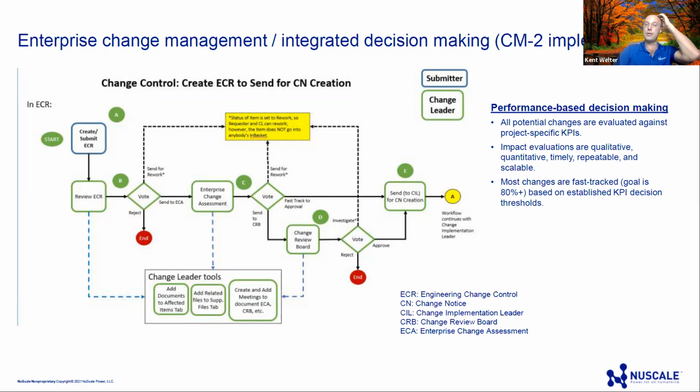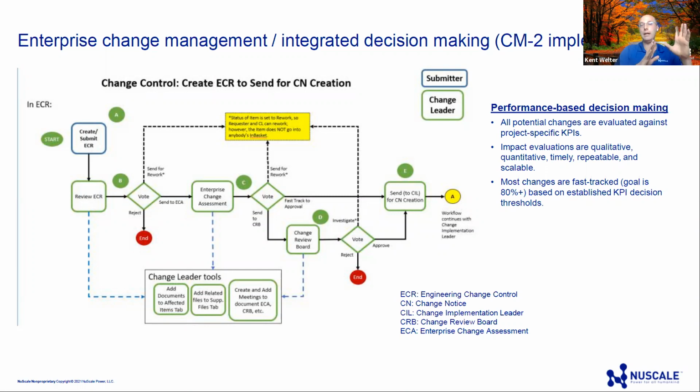Those impact evaluations then formally get presented to a change review board. And in that process of evaluating those potential impacts, and even that fast track, they look at those KPIs as one of, they look at other things as well, but every time they evaluate every ECR against those KPIs from the previous slide. And that really helps to identify, I guess, initially the fast track criteria and decision threshold.